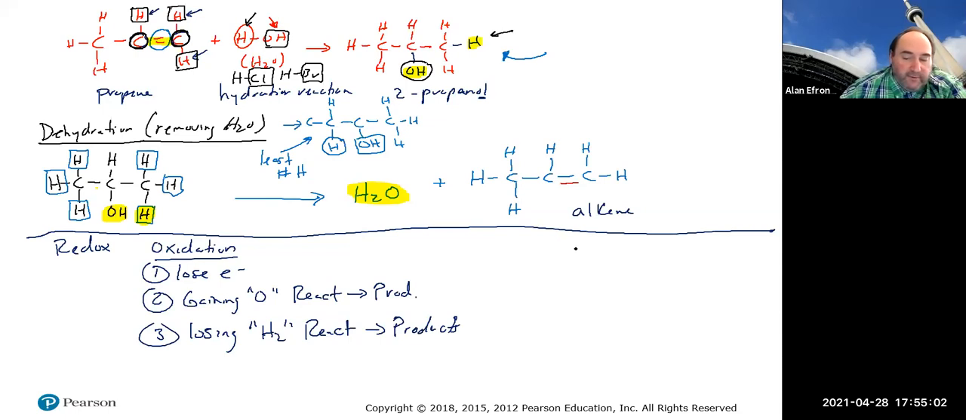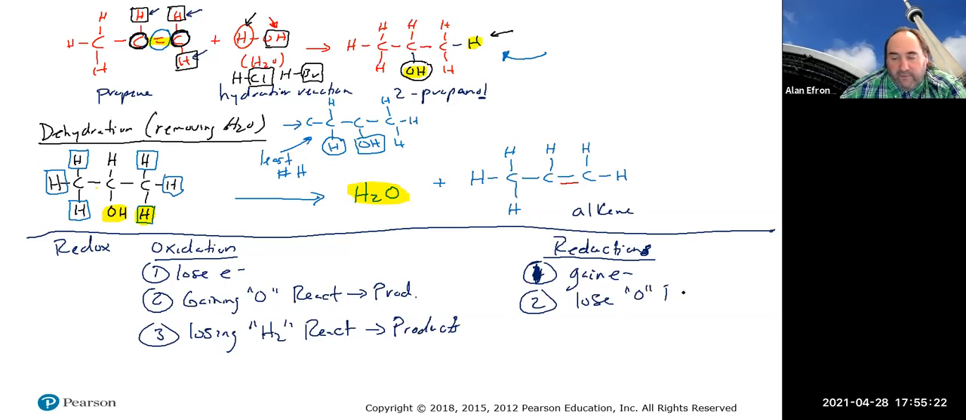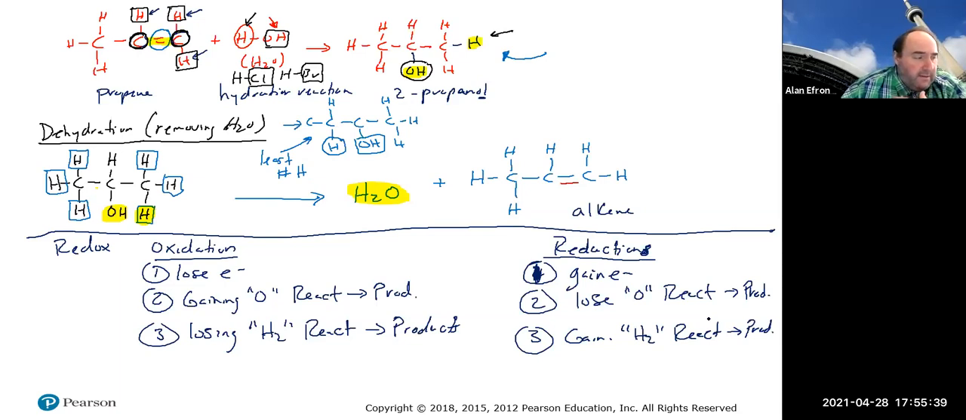And reduction is pretty much the opposite definitions. Reduction means that you gain electrons. We gain electrons. In terms of organic chemistry, that means that you lose oxygen as you go from reactants to products. And the one that we see a lot is actually the gaining of H2 as you go from reactants to products. So these are the very common reactions that alcohols do undergo.